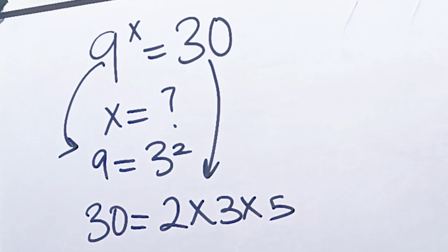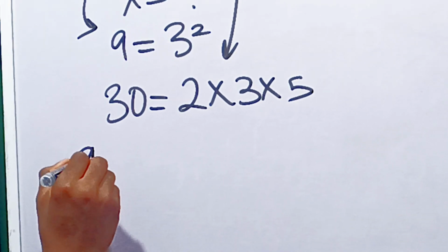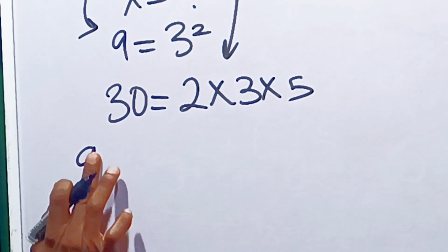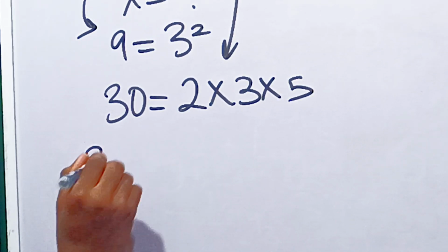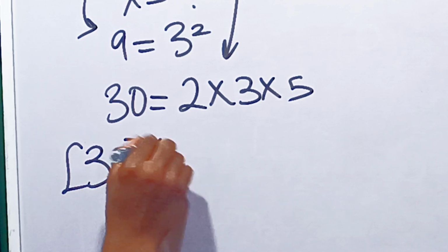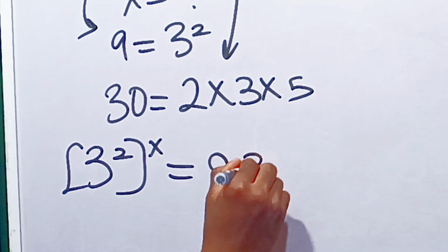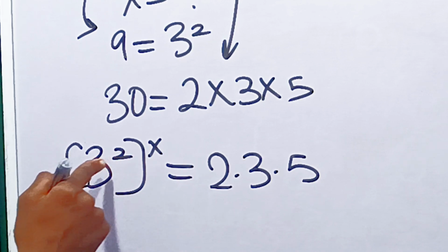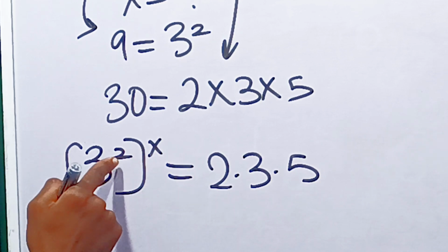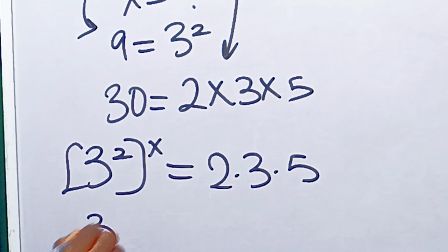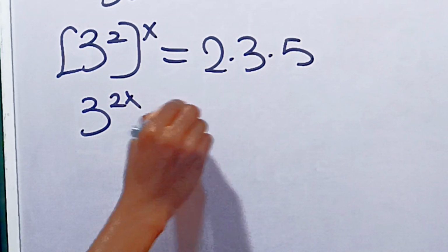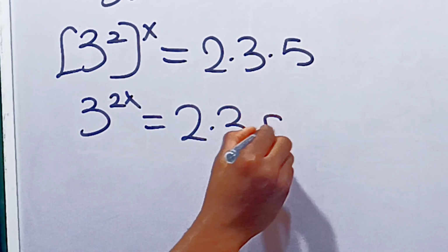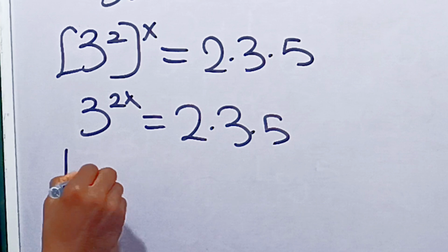Let's now replace these in this equation. So we have 9 raised to power x now becomes 3 to the power of 2, raised to the power of x, equal to 2 times 3 times 5. Now, when you have a raised to power m raised to power n, it's equal to a raised to power mn. So this becomes 3 to the power of 2x equal to 2 multiplied by 3 multiplied by 5. Let's take the logarithm of both sides in base 3.